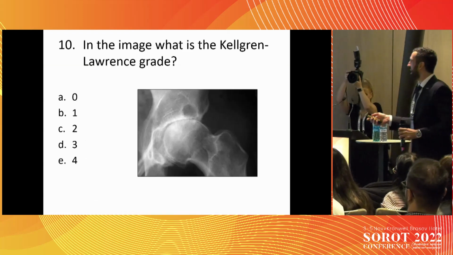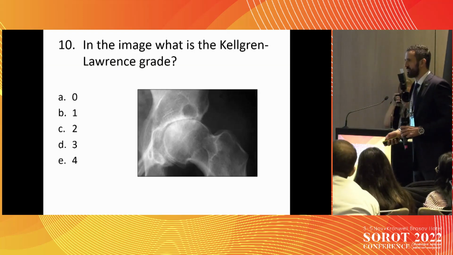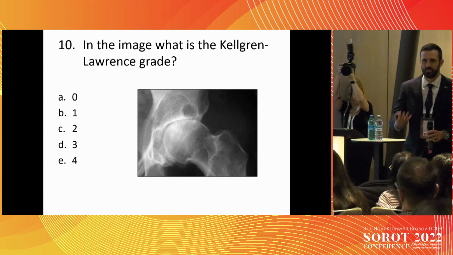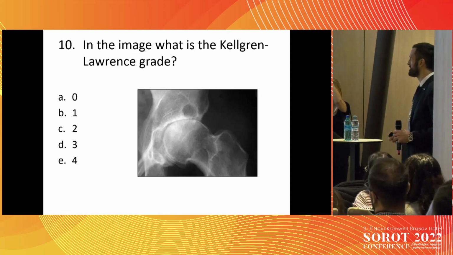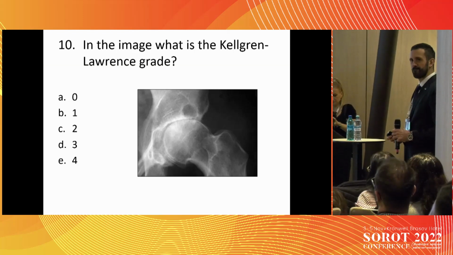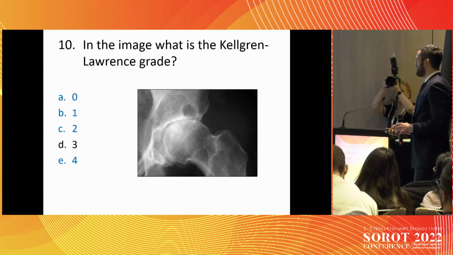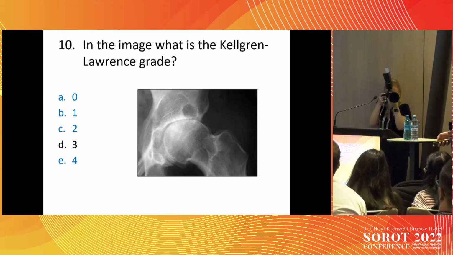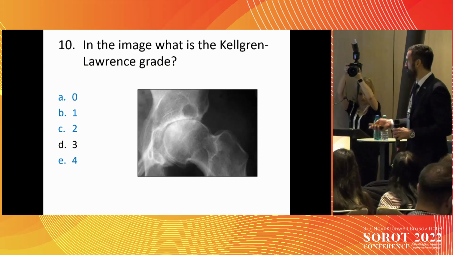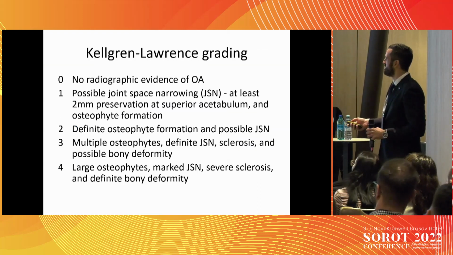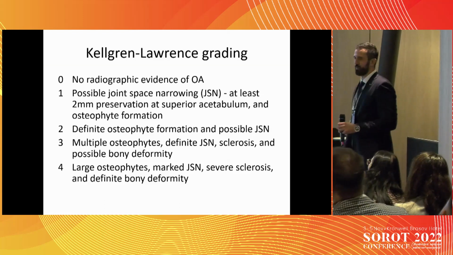Actually, this is a bit of a misnomer because in the hip it's the Tönnis classification, not Kellgren-Lawrence, but you get the point. What would you say? I will go with 3. There are some osteophytes, there is a cyst, there is almost bone to bone, but not bone to bone. So 3 is multiple osteophytes, definite joint space narrowing, sclerosis, and possible bone deformity.